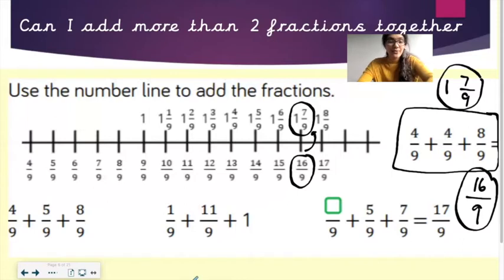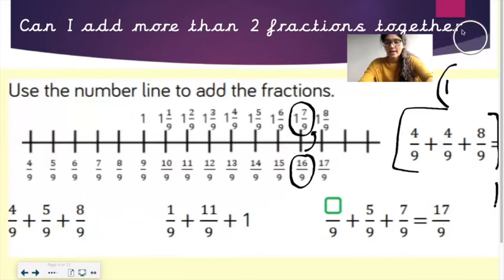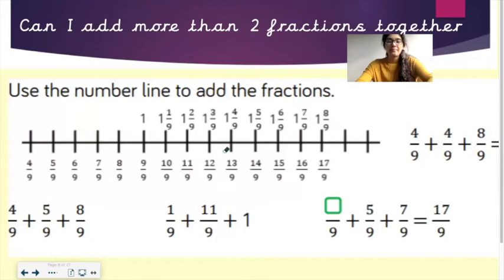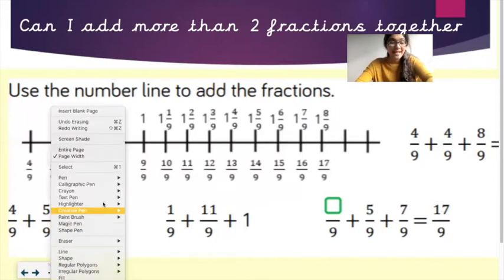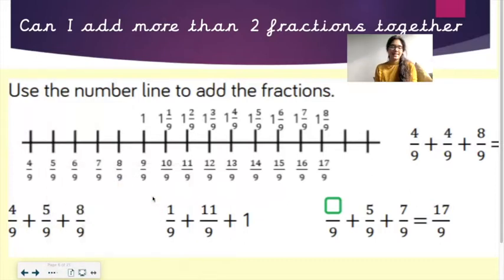Our second fraction question is over here: 4/9 plus 5/9 plus 8/9. I'm just going to rub out how we're working out here so it's not confusing us. Okay, 4/9 plus 5/9 plus 8/9. What I would like for you to do is the same thing, adding the numerators together. So what's 4 plus 5 plus 8? What do you get when you do that?